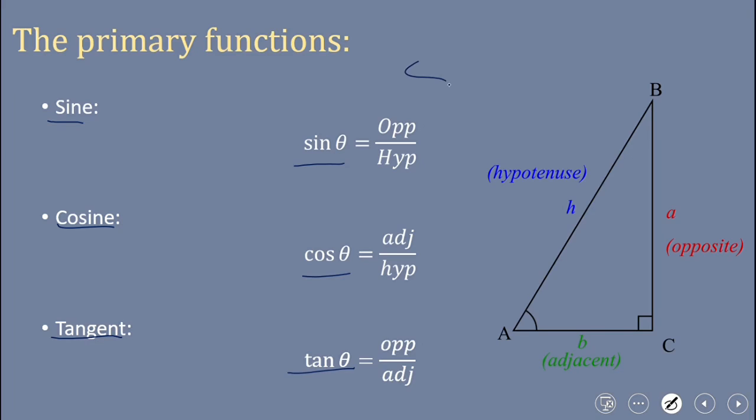You can easily memorize these formulas by the sentence SOH CAH TOA, which stands for sine is the opposite over the hypotenuse, cosine is the adjacent over the hypotenuse, and finally tan is the opposite over the adjacent.